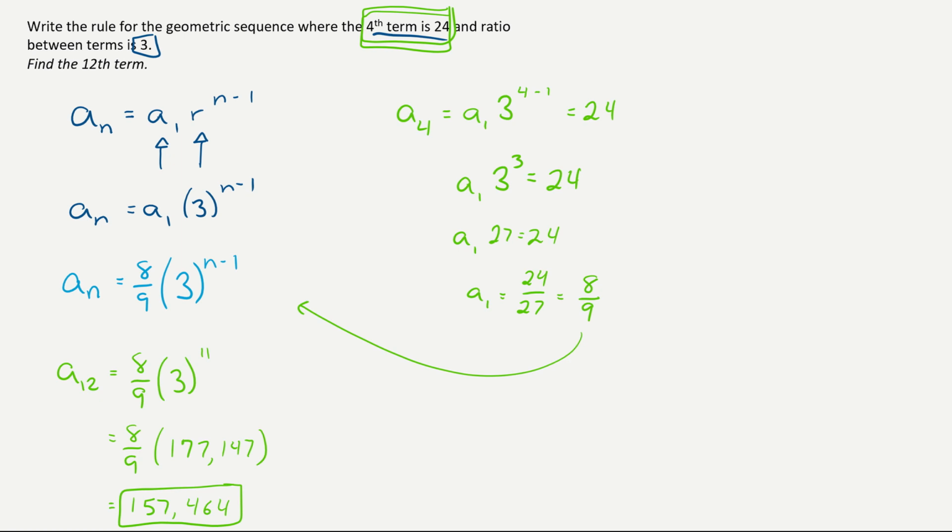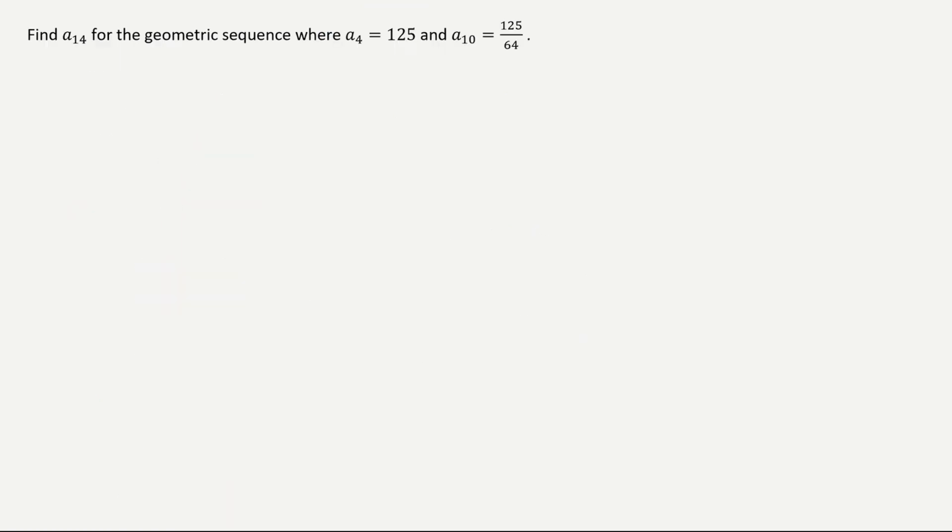Want to go up one more level? Let's try it. Okay, top level here. Find a sub 14 for the geometric sequence where a sub 4 is 125 and a sub 10 is 125 divided by 64. In this case, I do not know either the first term or the common ratio, so I need to figure out both.